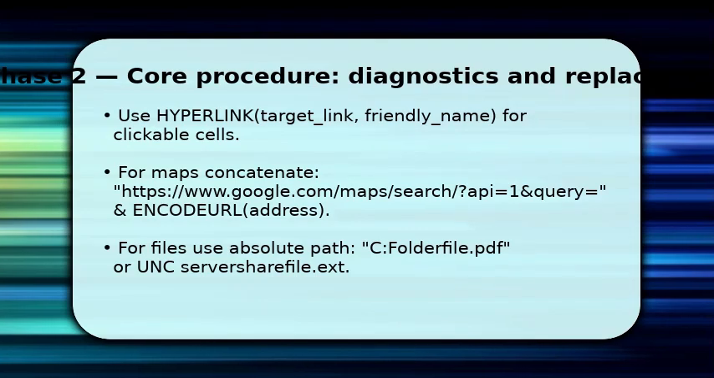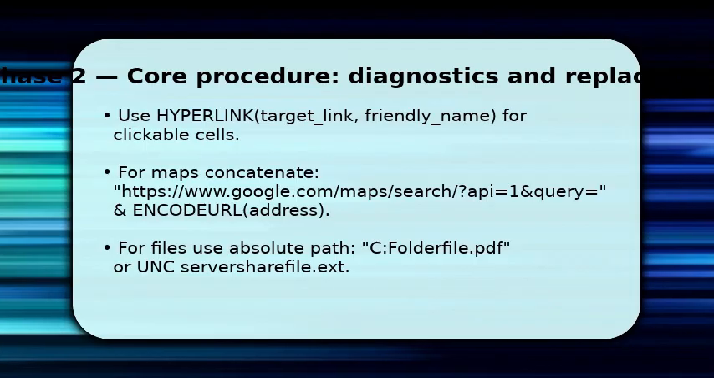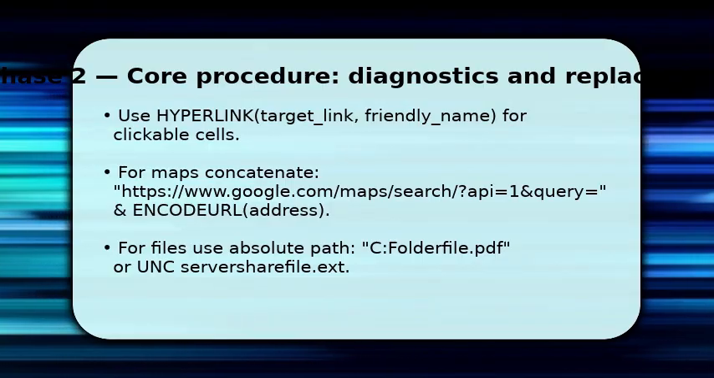Now build the actual link with the HYPERLINK function: HYPERLINK(target, label). If you're creating a map link, concatenate the base map URL and the encoder of the address or lat, long, so spaces and commas work correctly. For local files, use the absolute path or UNC path, and for folders, append a trailing slash when needed. Make sure to reference cells with $ if copying formulas.